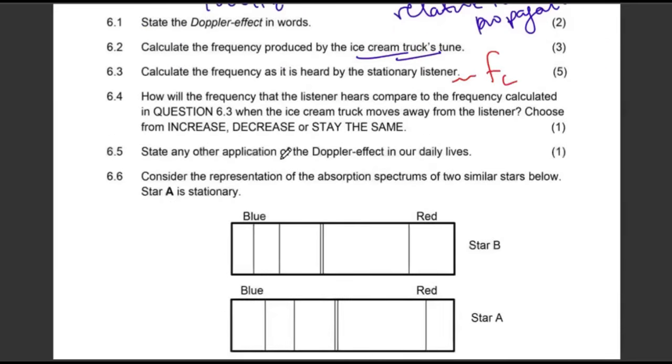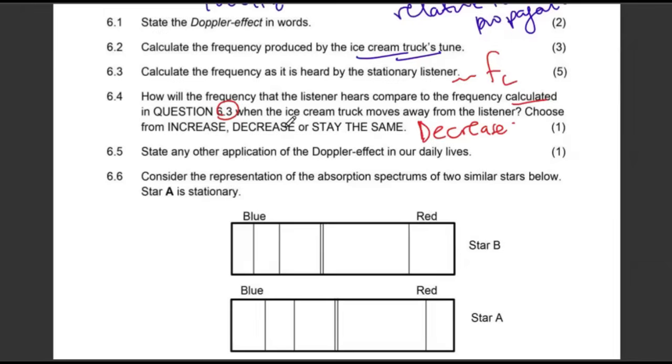Then, how will the frequency that the listener hears compare to the frequency calculated in question 6.3 if the ice cream truck was moving away? Will it increase, decrease, or stay the same? So the frequency of the listener is basically going to decrease. But the frequency of the source would remain the same.